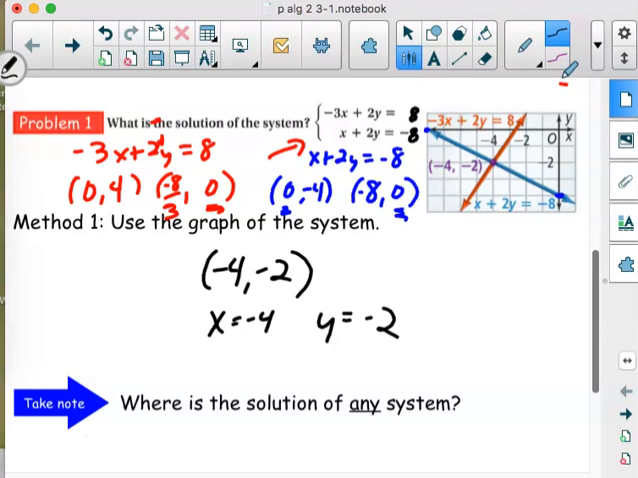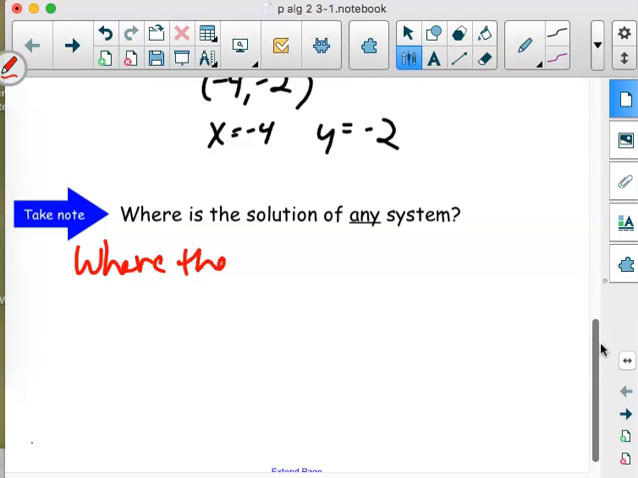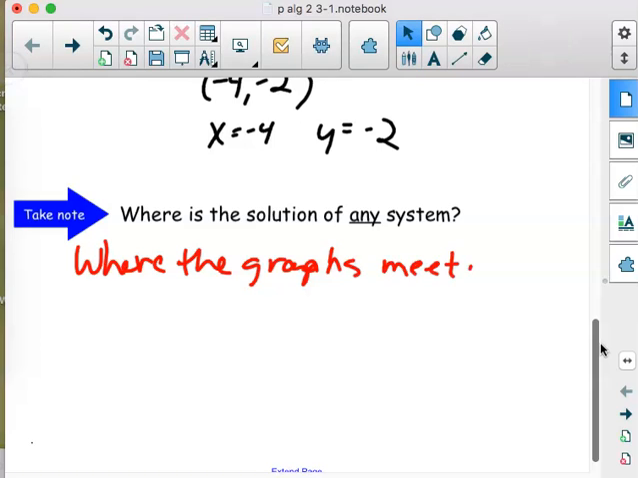So the big question here is, how are we going to know it when we see it? Where is the solution of any system? It is at the point or points where the graphs of the equations meet or intersect. So where the graphs meet, that's what we're looking for.